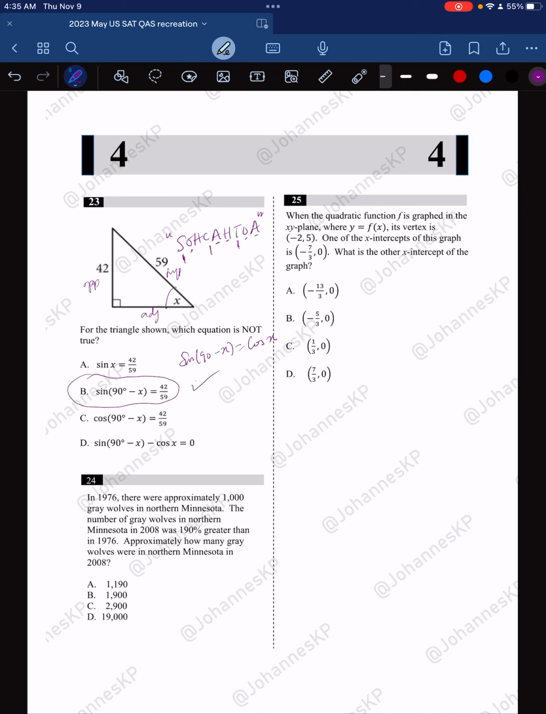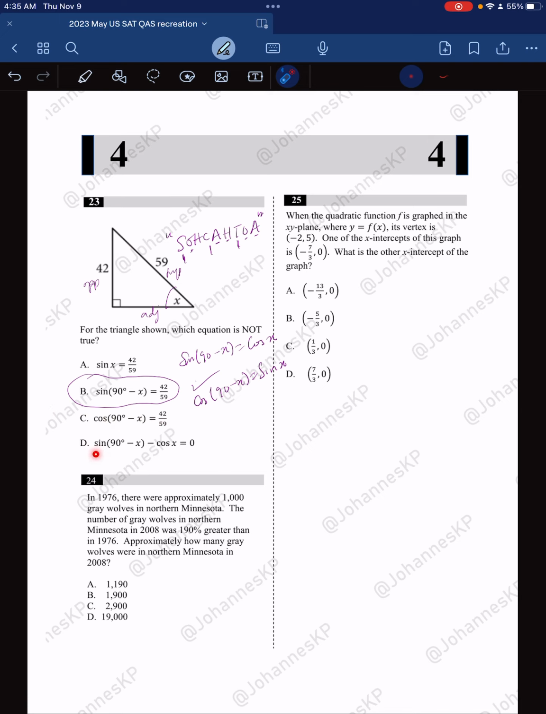Now, for the third option, cos 90 minus x equals 42 over 59. Cos 90 minus x is the same thing as sine x. And we already have that sine x is 42 over 59. So this is the same thing as A. C is pretty much the same thing as A.